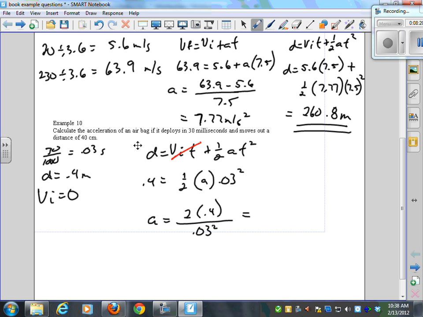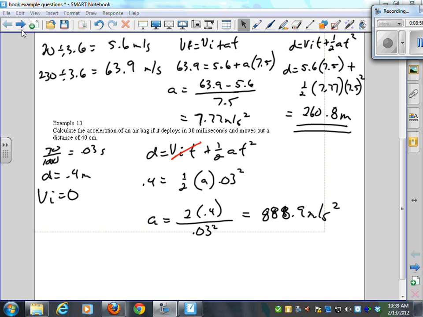Did you get it? I had a stupid number. When you say stupid, do you mean 888.9? Well, I had 2,666 divided by 0.0. It should be 888.9. You do the 0.03 squared. If you do it on your calculator, if you go 2 times 0.4 divided by 0.03 squared equals, you should get that number. You got to make sure you hit equals. Those are all relatively easy.